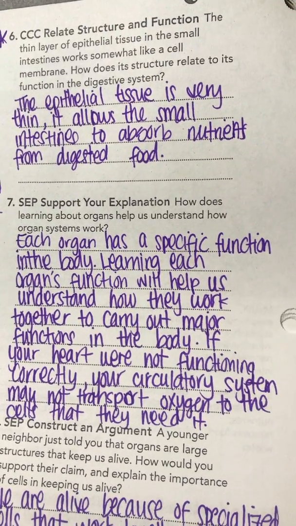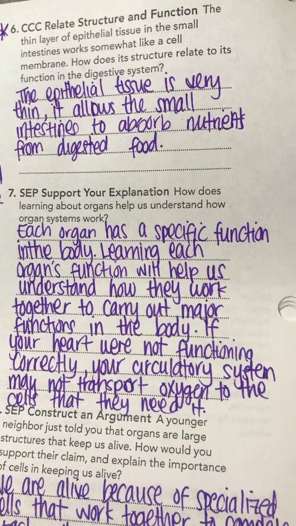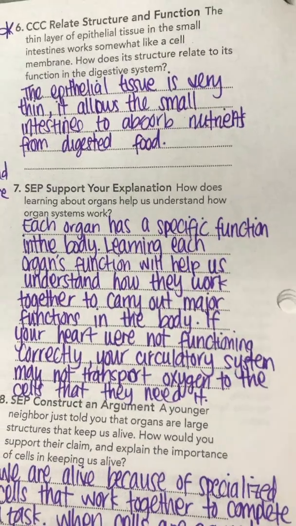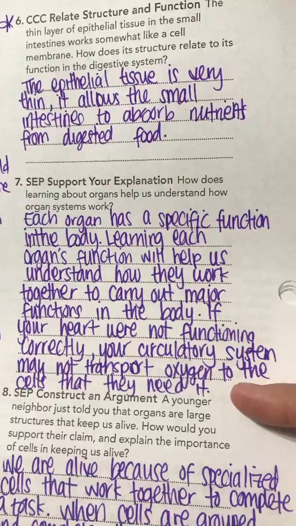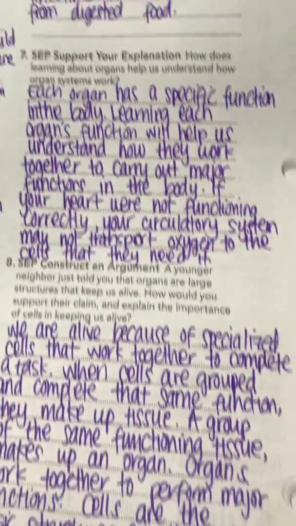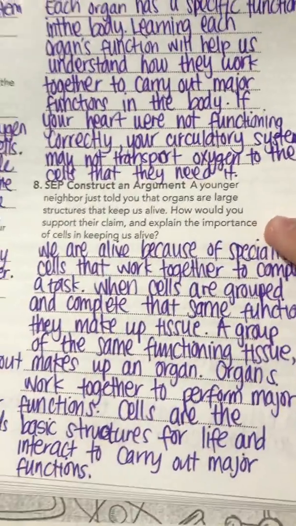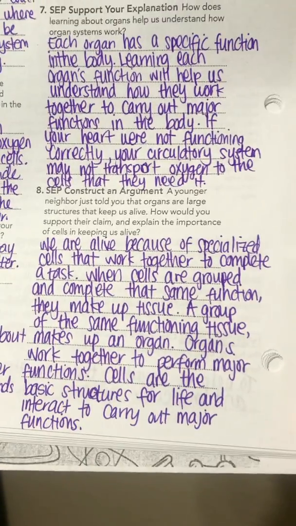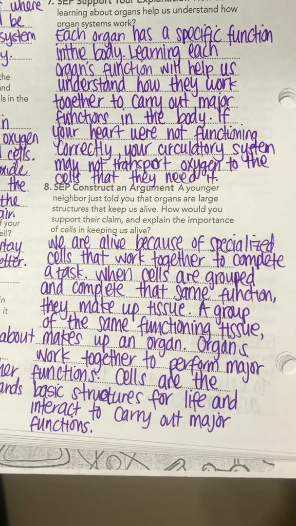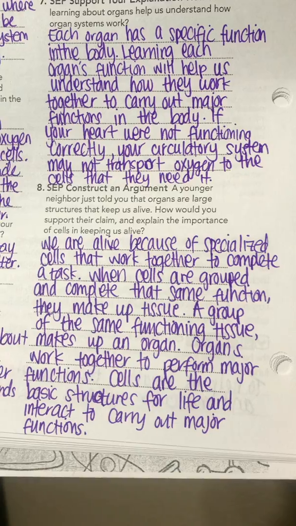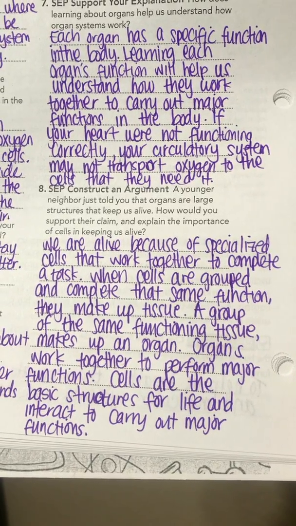If your heart were not functioning correctly, your circulatory system may not transport oxygen to the cells that need it. And number 8, again for number 8, your answers could vary. So I went ahead and put, we are alive because of specialized cells that work together to complete a task.